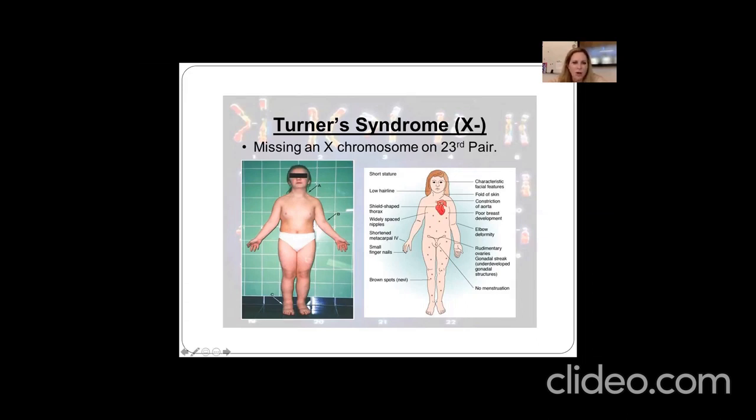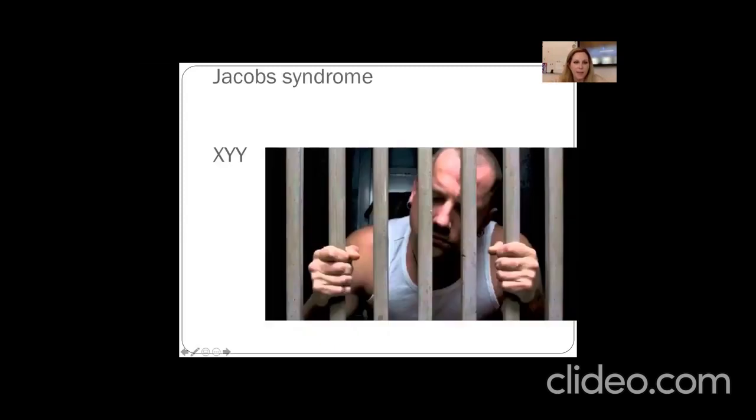But really what I want you to know is that basically she will not develop the female characteristics that are expected, and she'll be infertile. Good news is that a person with Turner syndrome can have children if she gets fertility treatments. Yay, so that's good. Last one is Jacob's syndrome.